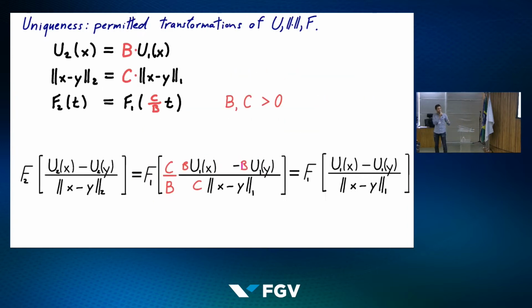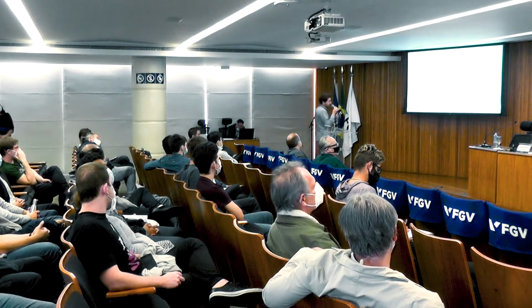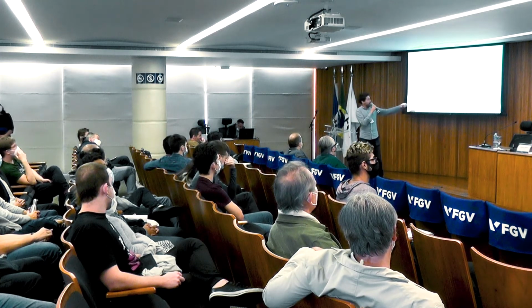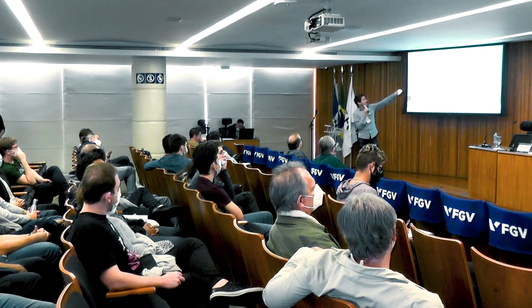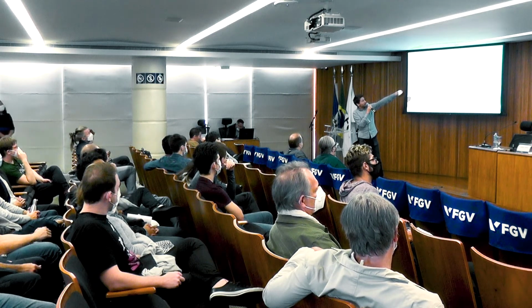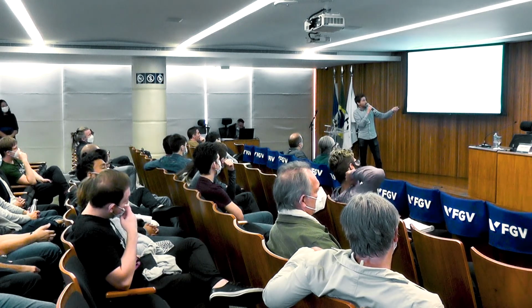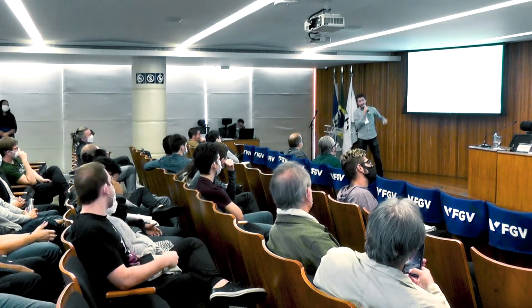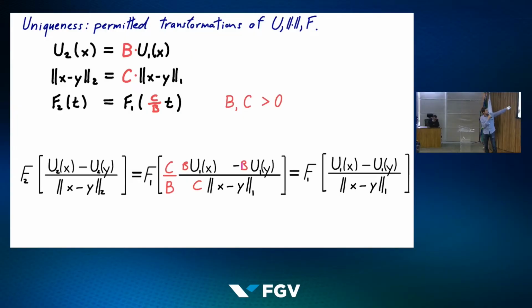Okay, so how unique are my f, my u, and my capital sigma? Obviously, one possible transformation I can do is take the old utility function in the numerator and scale it up by a constant b to make a new utility function. Then I can take the old distance in the denominator and scale it up by another constant, c. So I can play around with two strictly positive constants, scale those up, and then undo the damage by rescaling the f. I make the new f the old f of c over bt. If I do that, all of these things cancel out and I go back to the same thing.